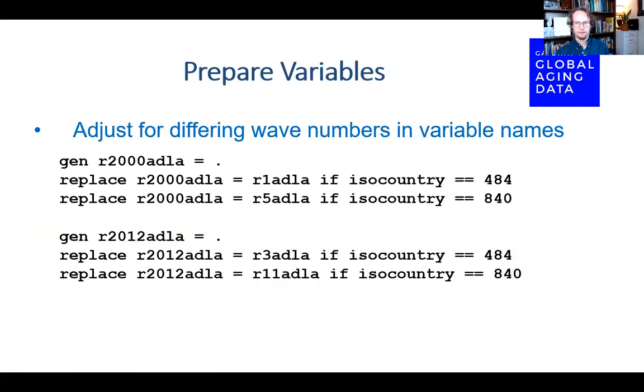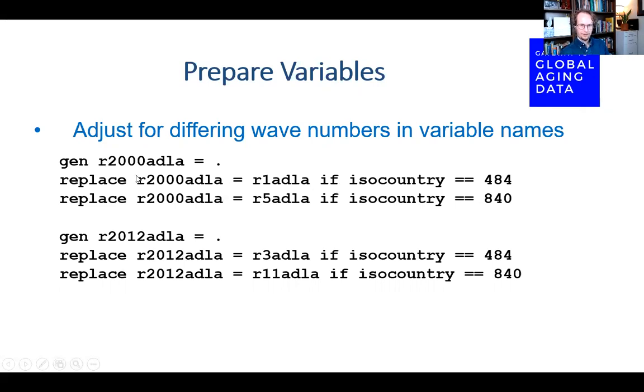We're going to adjust for the differing wave numbers in variable names. If you notice, for our variable names, we refer to the wave number in the variable name. But for instance, both the HRS and MHAS had a survey that was conducted in 2012, but that was wave 3 of the MHAS and wave 11 of HRS, so they're not comparable. So what we're going to do instead is change our wave indicators into year indicators so that we know that they're comparable. We'll do that for 2000, 2001. We're going to call it 2000.